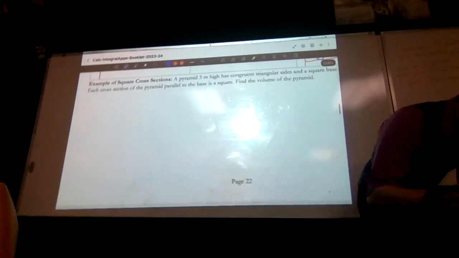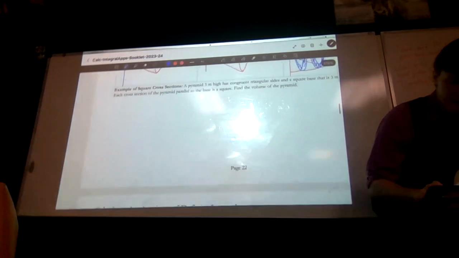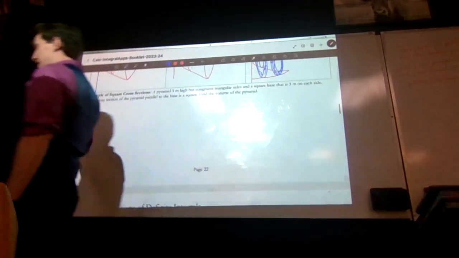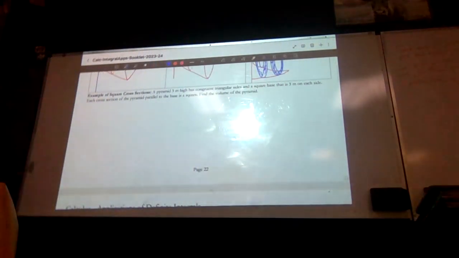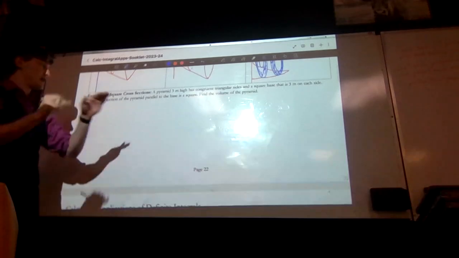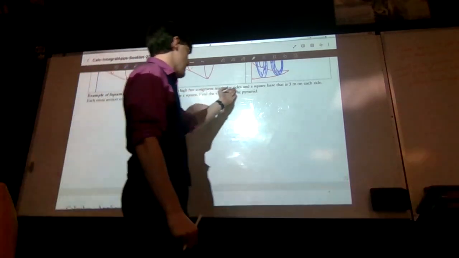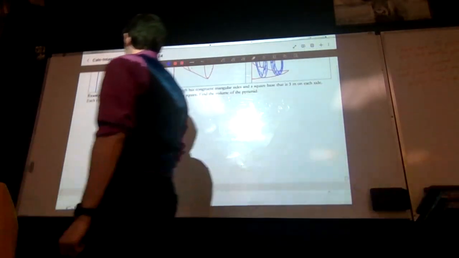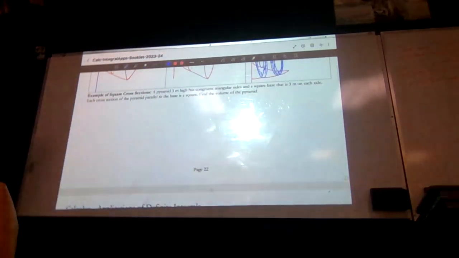Maybe. Anyway, a pyramid. Here's the funny thing: if you know what the formula for a pyramid is, this is actually a very easy problem. It's 1/3 base times height. A pyramid, 3 meters high, has congruent triangular sides and a square base that is 3 meters on each side. Each cross section of the pyramid parallel to the base is a square. Find the volume of the pyramid.